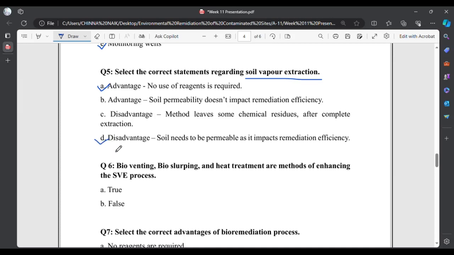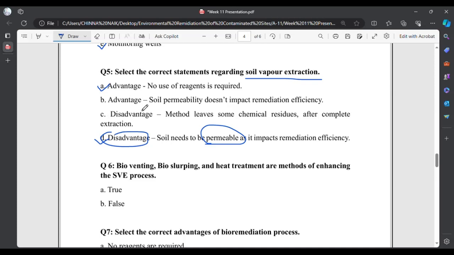In D, what they are saying is disadvantage: soil needs to be permeable as it impacts remediation efficiency. Yeah. So if soil is permeable, of course it is a disadvantage, because all the contaminant which changes from the liquid phase to gaseous phase will permeate. If the soil is permeable, it easily escapes and it affects the remediation efficiency.